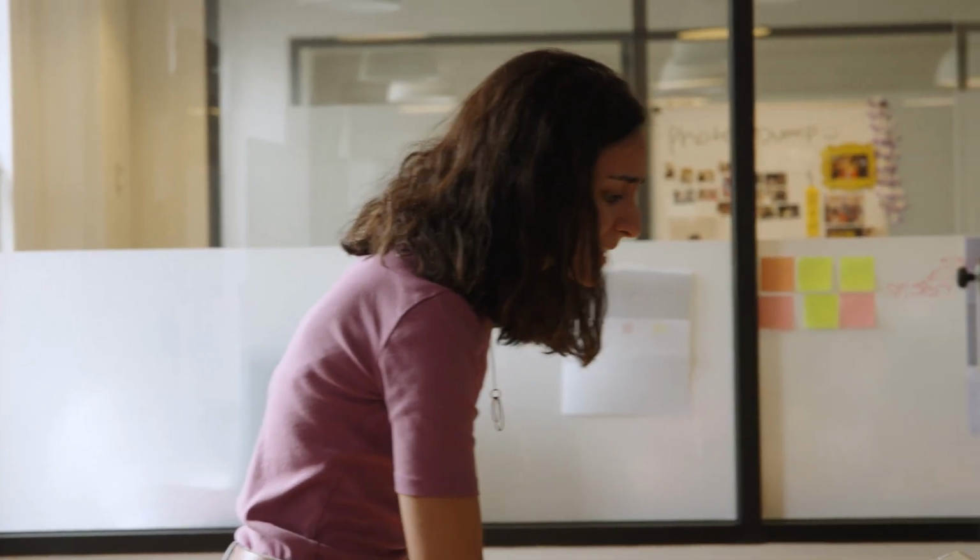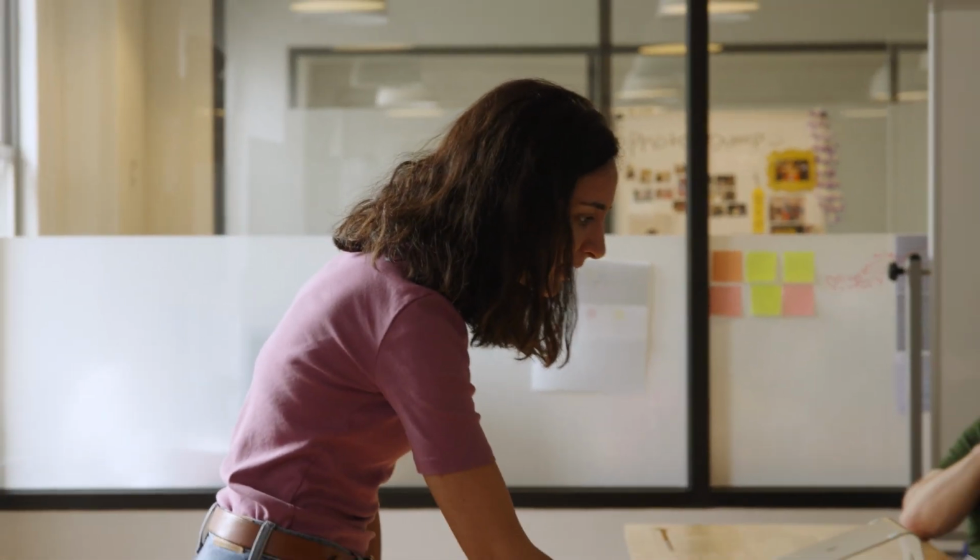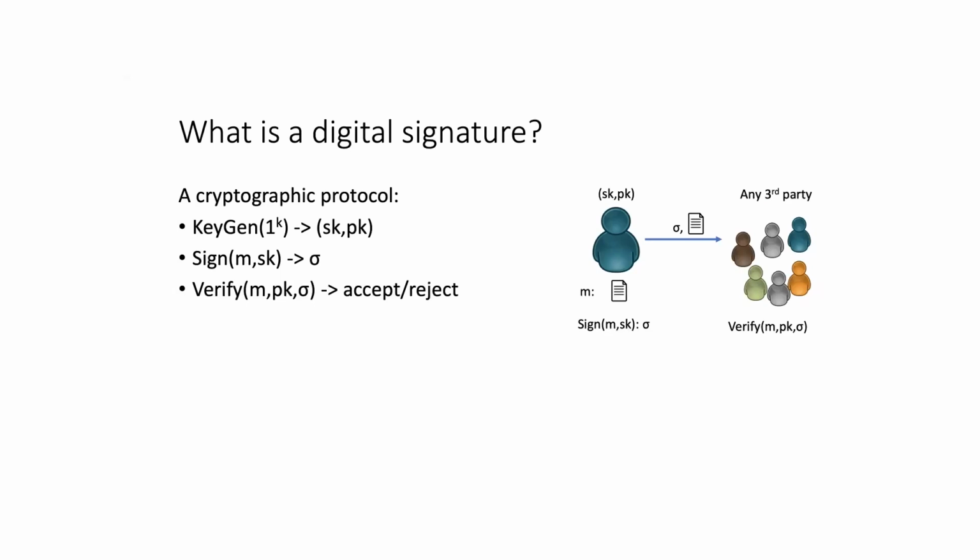So let me start and say, why do we care about digital signatures and what are digital signatures? I'm going to use the cryptographic definition of a digital signature scheme. If you ever took a cryptography class, you have seen this definition. Typically we define a digital signature as a protocol that consists of three algorithms. There is a key generator algorithm that takes as input some security parameters and outputs a pair of a secret key and a public key.